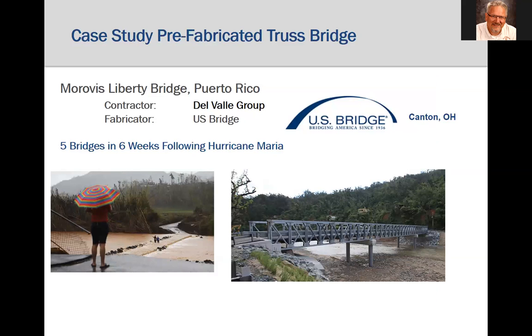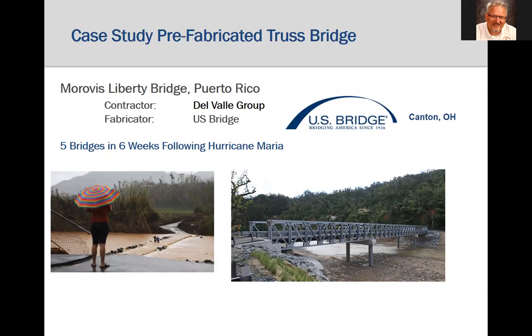Now, several of the manufacturing firms have standardized truss designs that they prefabricate, package, and deliver to a bridge site. After Hurricane Maria in Puerto Rico, many crucial bridges were washed away and whole communities were isolated from civilization. U.S. Bridge has several standard prefabricated bridge designs, and they shipped 5 of their Liberty bridges over a 6-week period, amounting to 800 metric tons of steel for over 950 foot of bridge length.